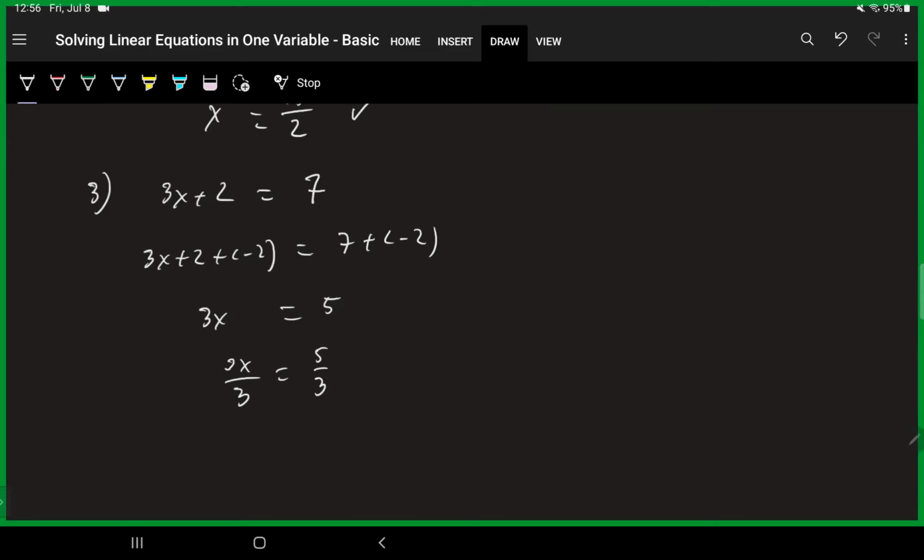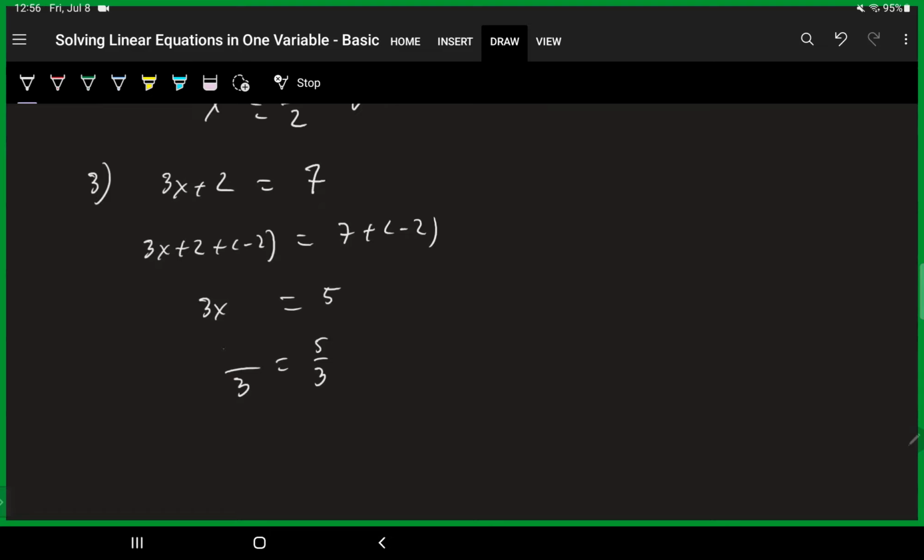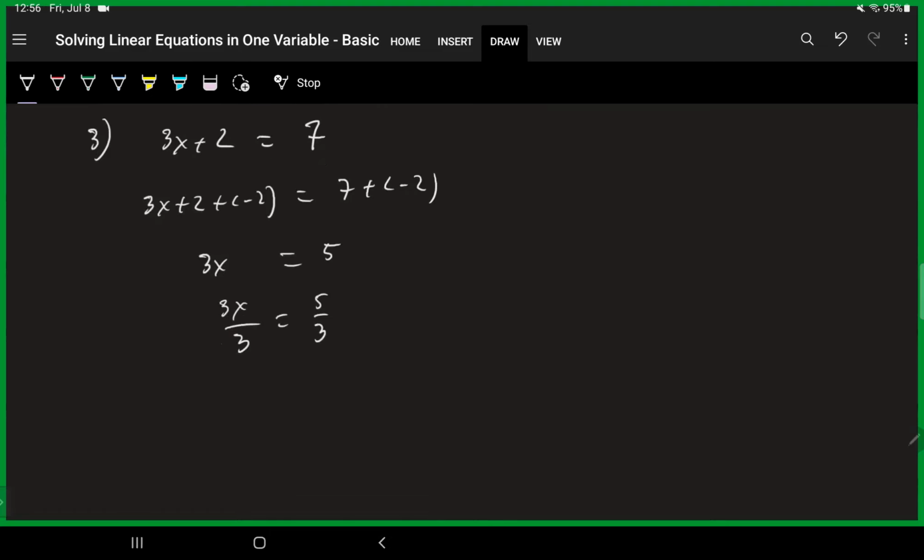And the 3's are going to cancel out, and 3 divided by 3 is 1. So I get x is 5/3. And again, that checks out. So go ahead and plug that in and check it yourself.